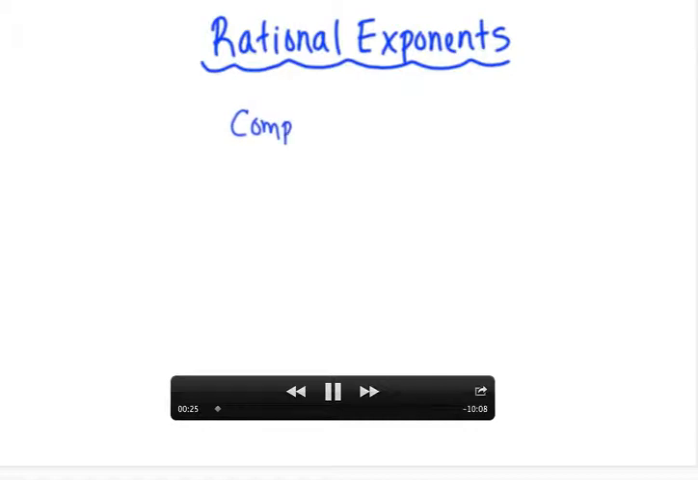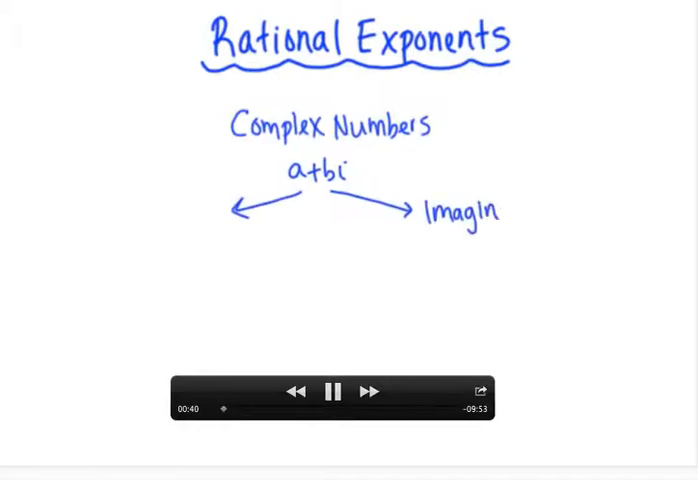Today's notes are on rational exponents. Just as a review, remember that all numbers can be classified as complex numbers, and those are numbers of the form a plus bi. So they have a real part a and an imaginary part bi. Now, under complex numbers, they can be split into two categories, imaginary and real.